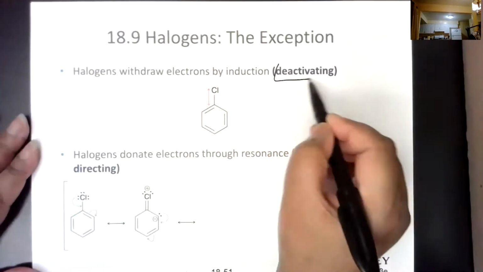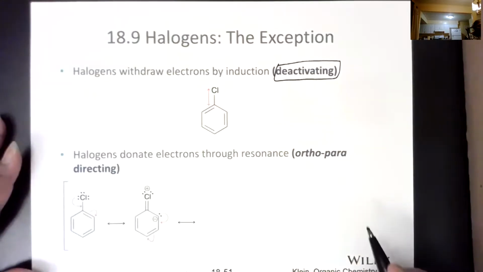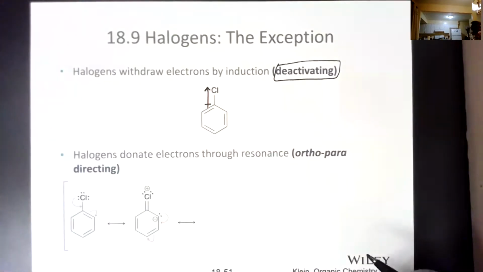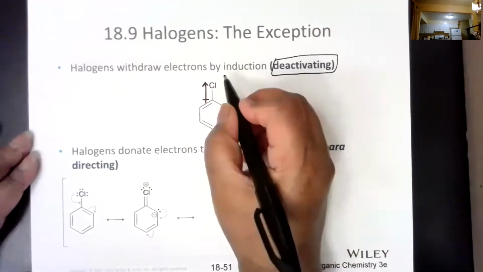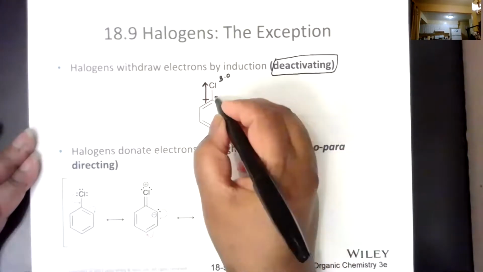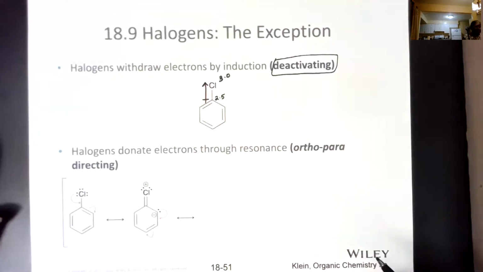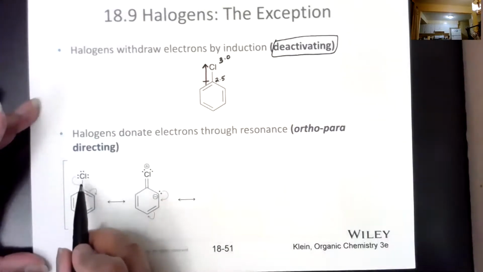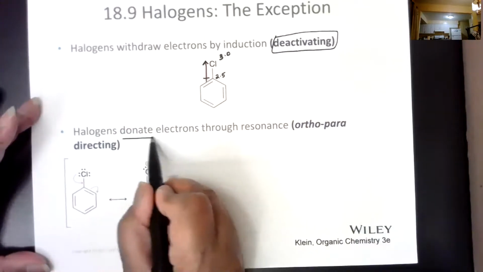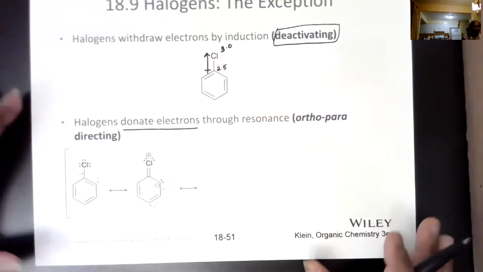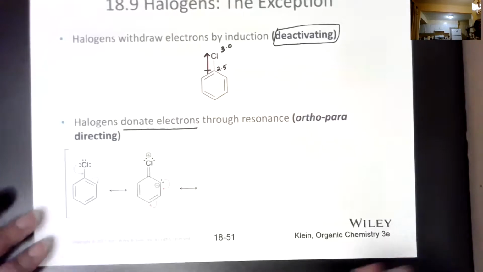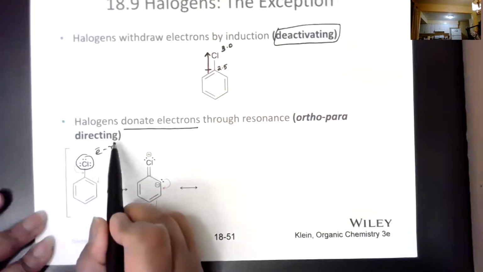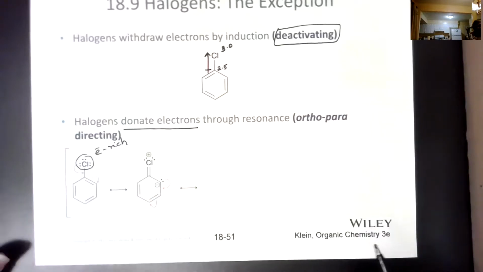Again, more explanation. Why is it deactivating? Cl or F or Br. This is 3.0. This is 2.5 in terms of EN. See how it can withdraw electrons? But then the Cl, the same Cl, has lone pairs. In fact, each of them has 3 lone pairs. So they are electron rich. Okay. E rich. Can send electrons into the ring.